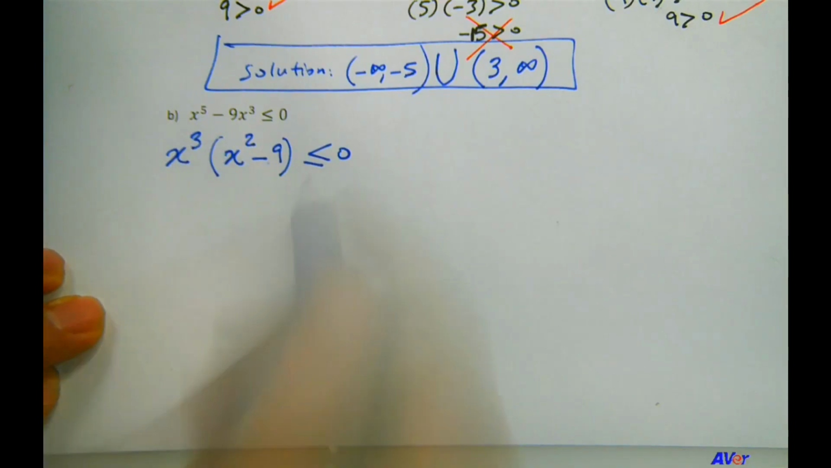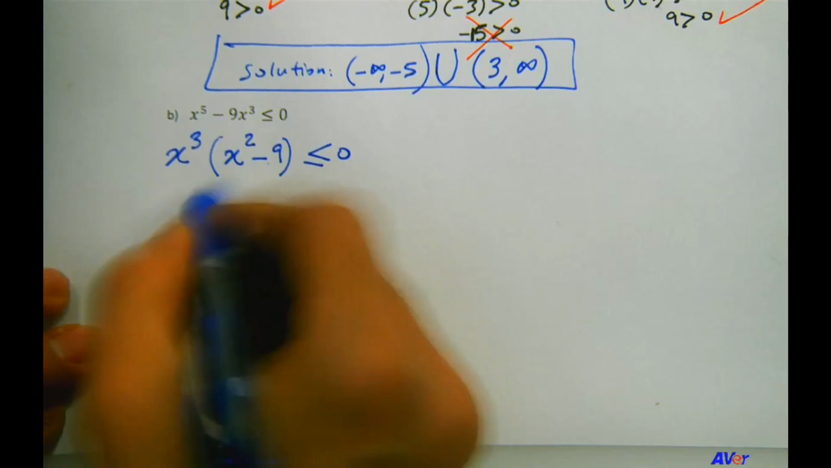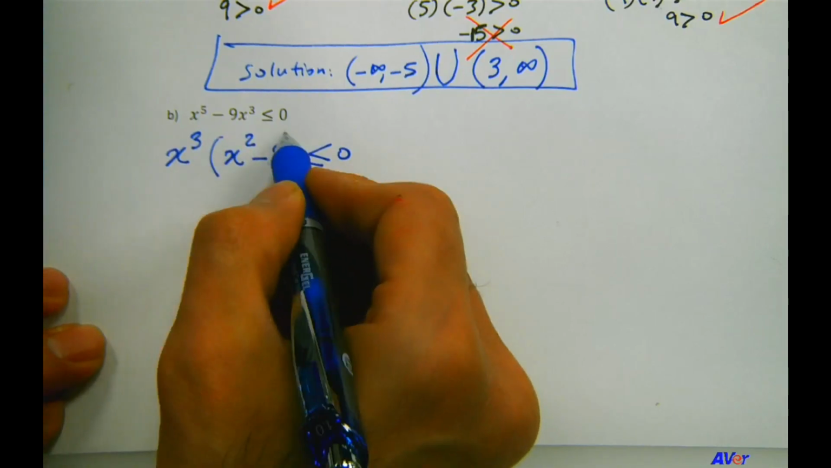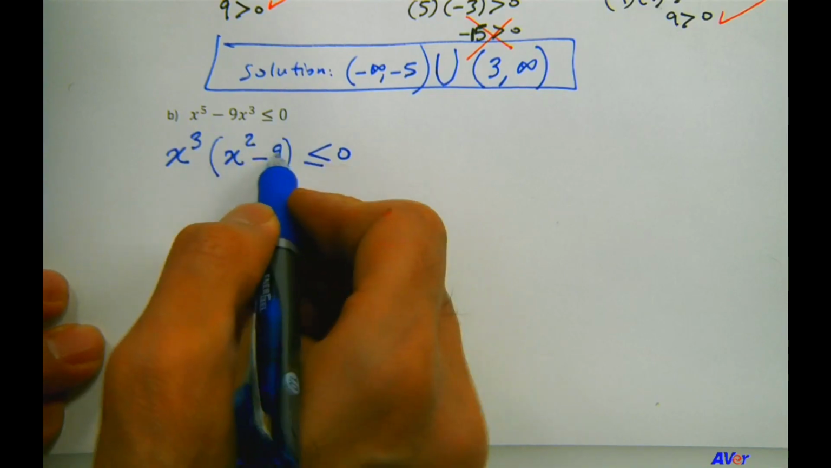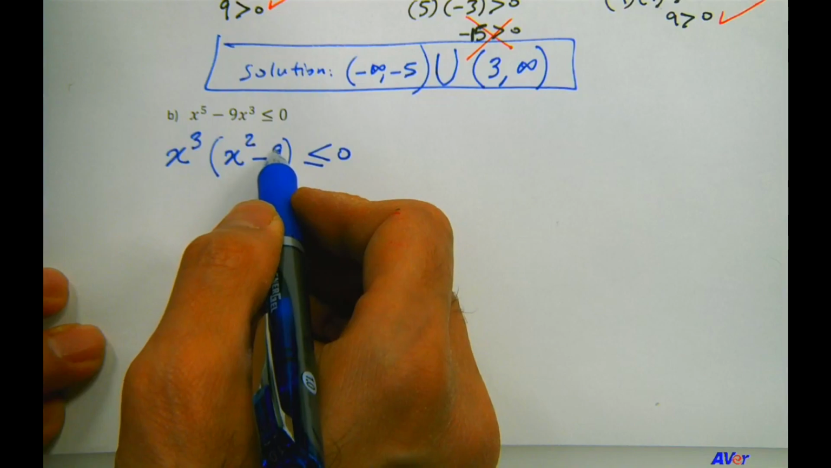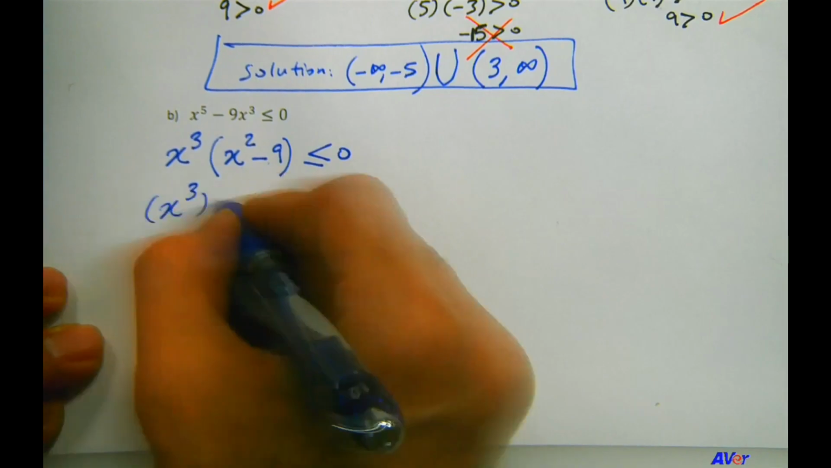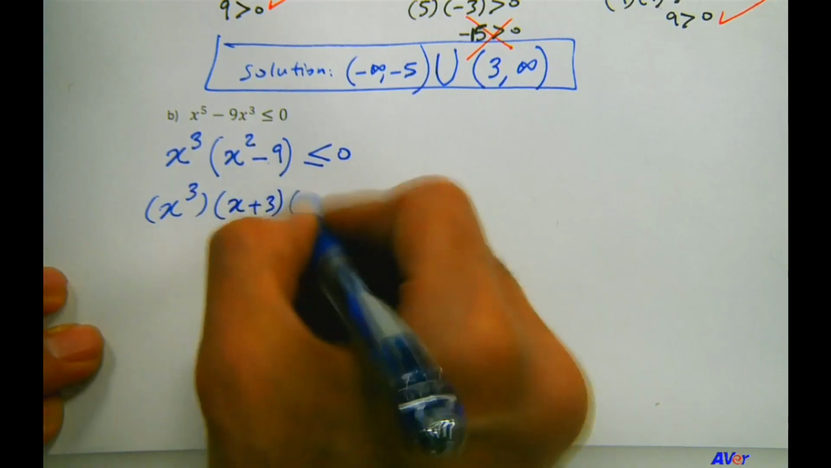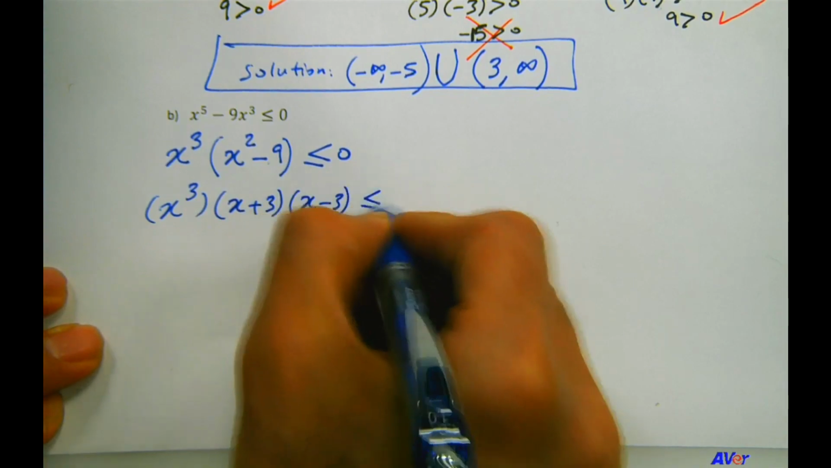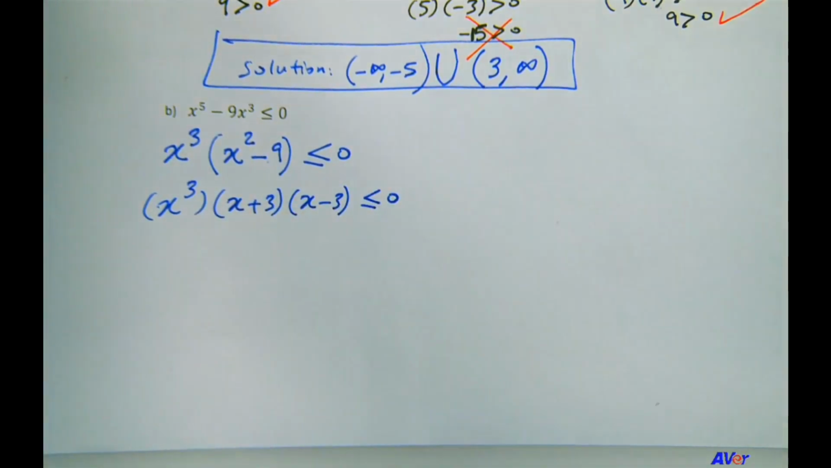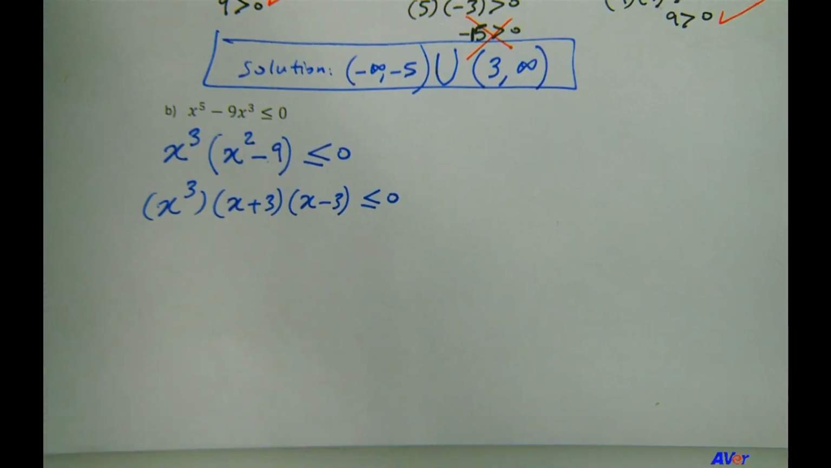No. Can we factor this even more? Yes, we can, right? This is a perfect square minus a perfect square. And in the previous lessons, I've talked about which special product formula we can use for that. So let's use that. We have x cubed times x plus 3 times x minus 3, less than or equal to 0. So that's the full factorization of the original inequality. This is nice. Why? Because now we can find the critical values, the boundary solutions. Let's find them.